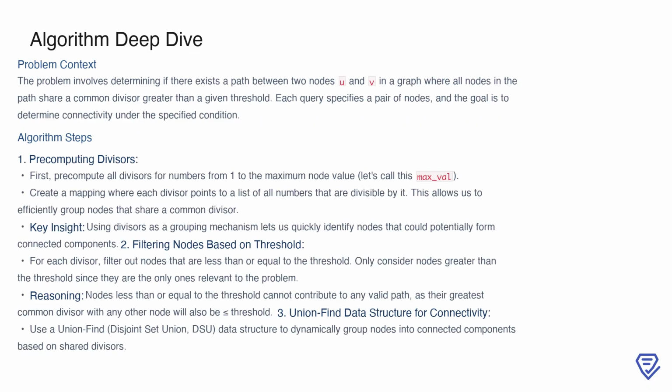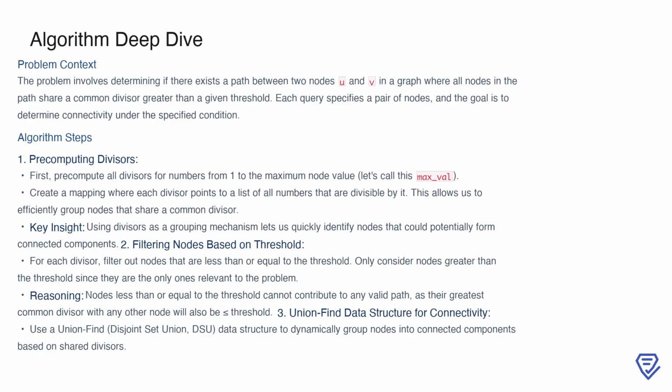To solve this problem, we aim to determine if two nodes in a graph are connected by a path where all nodes along the path share a divisor greater than a given threshold. This boils down to checking connectivity under specific conditions. The first step in our algorithm is pre-computing divisors for all numbers up to the maximum node value, which we call max_val. Using a mapping, each divisor will point to the list of numbers divisible by it. This grouping is essential because nodes sharing a divisor could potentially form connected components.